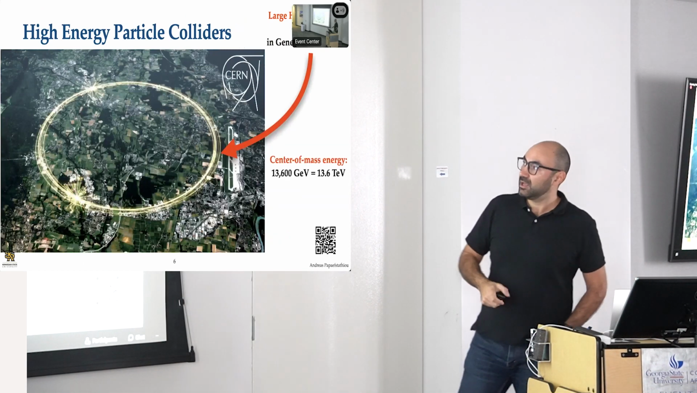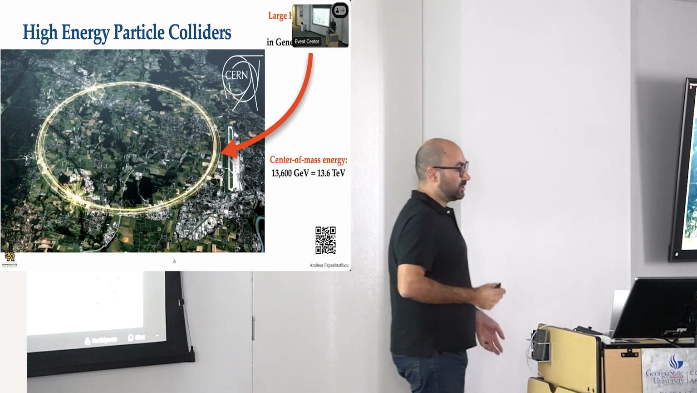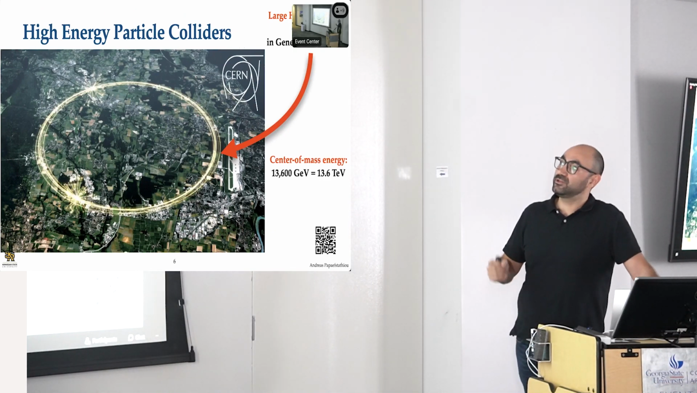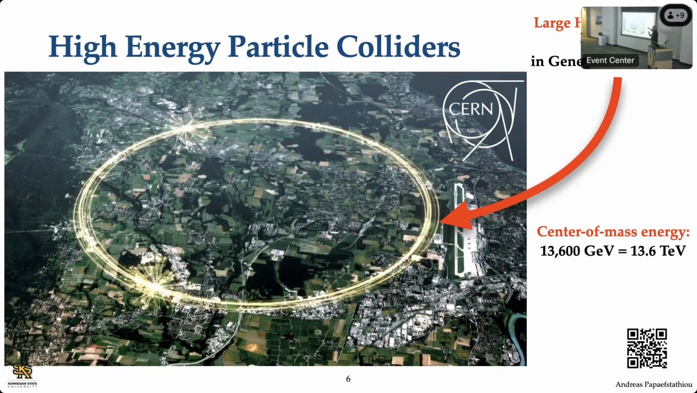And this is, well, the highest energy one, the Large Hadron Collider at the European Organization for Nuclear Research at CERN, which is in Geneva. And this is basically a picture of where the ring is on the ground. So the center of mass energy is 13,600 gigaelectron volts. So that's like about 14,000 times the mass of the proton. So this collider is made to go very deep into the proton and probe its structure.